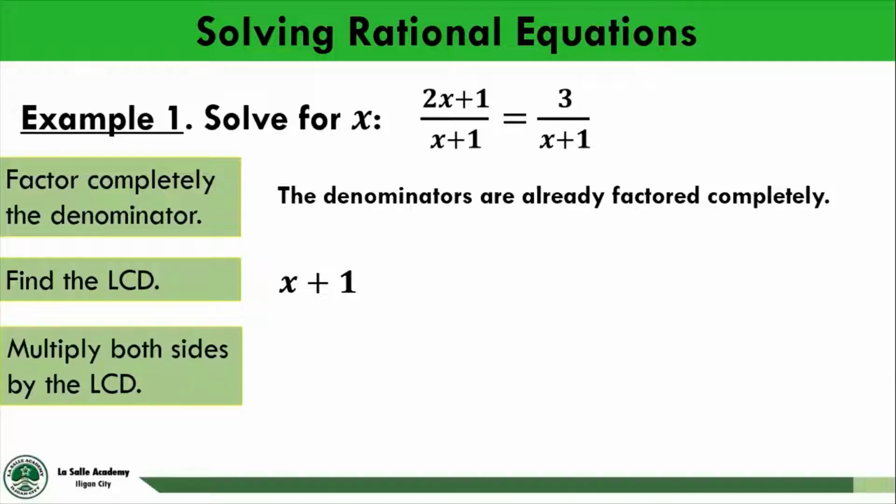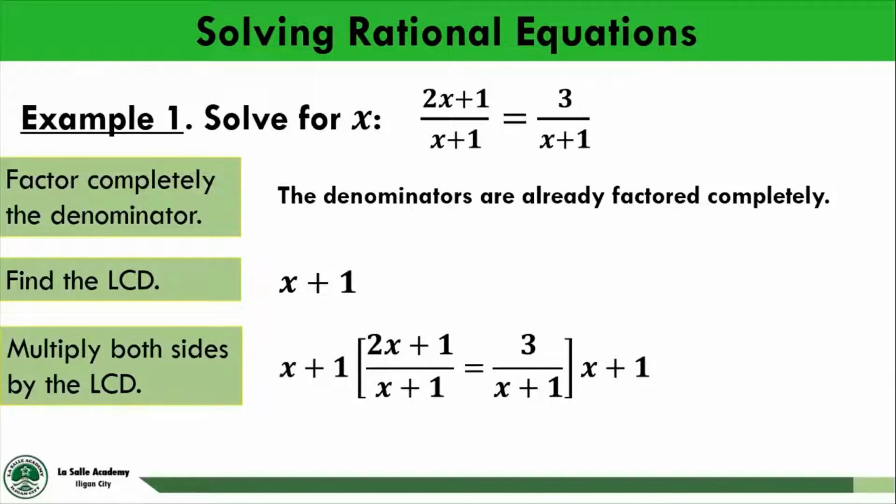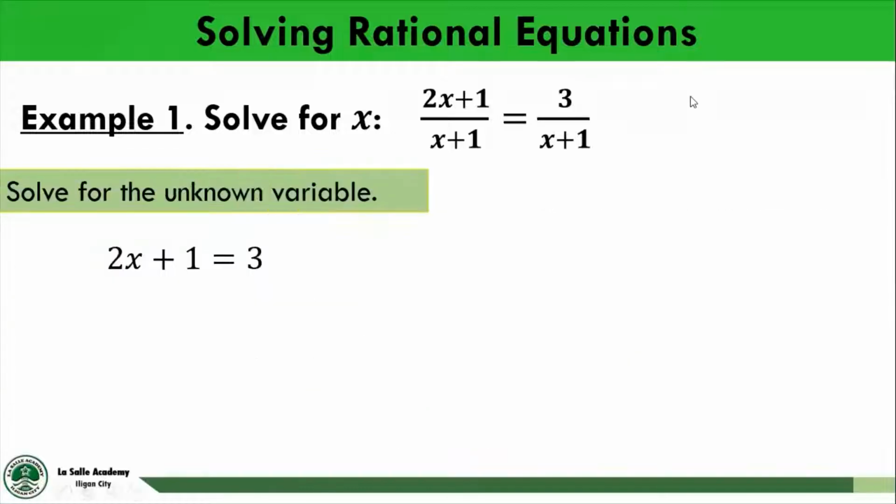Our third procedure is multiply both sides by the LCD. This is to clear the denominators. So here, we can now cancel out the factors and its denominator because if you just divide this one, it becomes 1. So the remaining equation now is 2x plus 1 is equal to 3. Okay, now let's solve for the unknown variable. So we have 2x plus 1 is equal to 3.